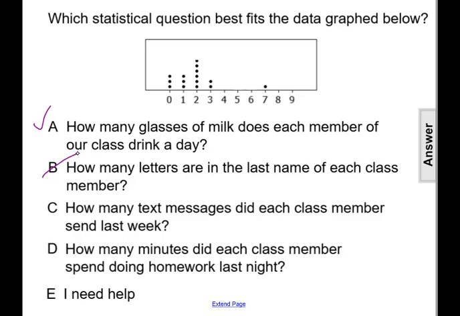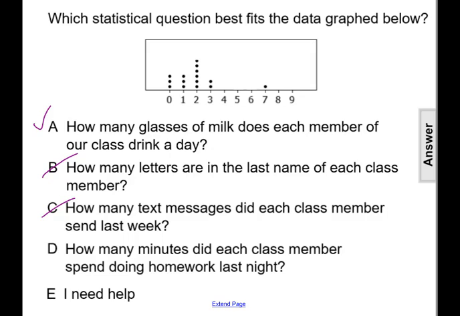Then we have C, how many text messages did each class member send last week? So I guess this could be possible for this set of data, but think about the amount of text messages we usually send in a week. Maybe this could be data of text messages sent in a day, but it's very unlikely that students would have 0 text messages, only 2. You would have higher amounts of text messages, probably even higher than 9 in a week. Maybe, again, if it was a day, but they're claiming the question would be for last week. So these data points are a little too low for that question to match.